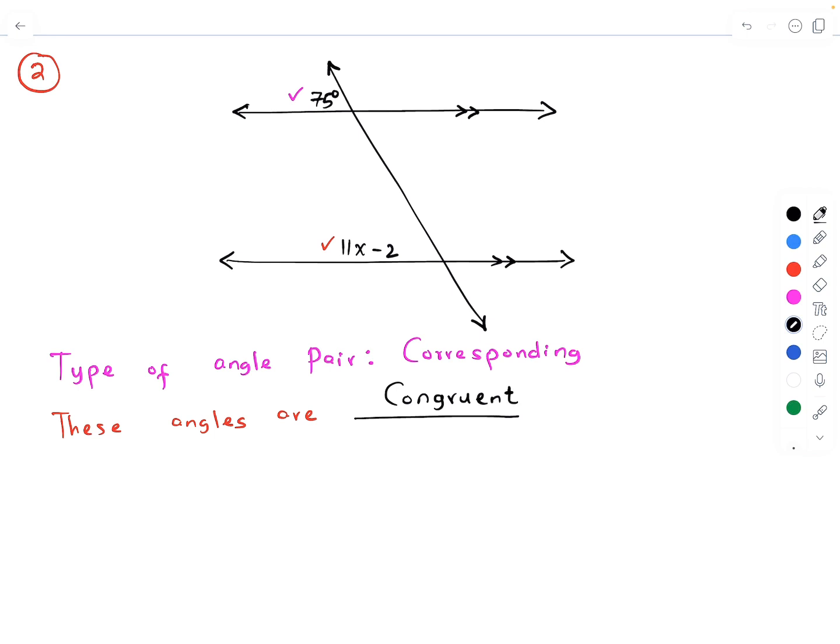They are congruent, which means they have the same measurement, so to solve this question we know that 11x minus 2 equals 75. Now we can solve this two-step equation. First, I add 2 to both sides, and then I have 11x equals 77. Now I want to solve for x, so I divide both sides by 11, and x is equal to 7. If I go back and put 7 right there, let's see if we get 75. Of course we do, because 11 times 7 is 77, and 77 minus 2 gives us 75. Thank you. See you in the next video.